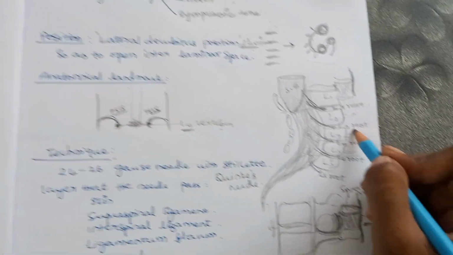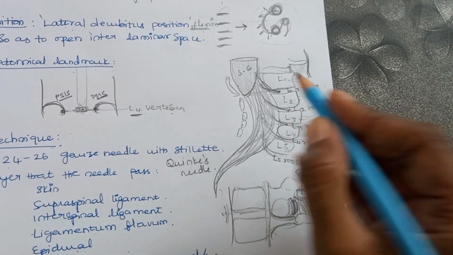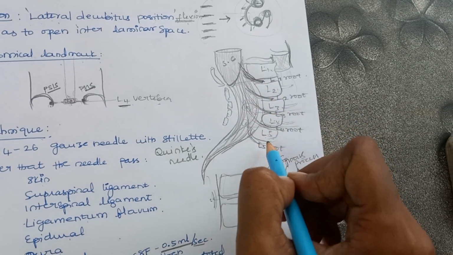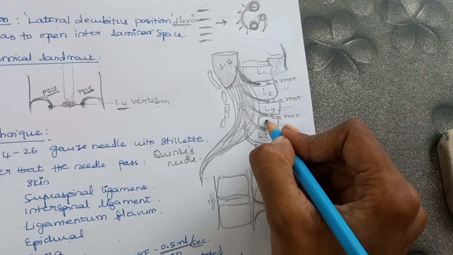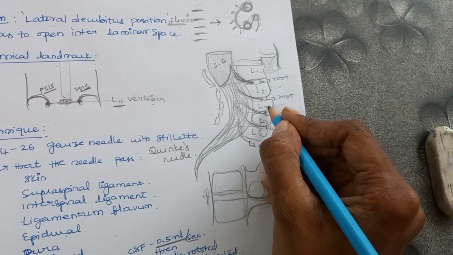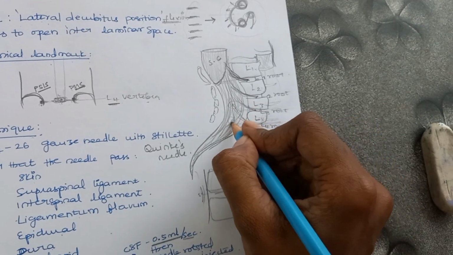So look at this diagram. See, L1, L2, L3, L4, L5 vertebra. This is the nerve root, so this is L1 nerve root, L2, L3, L4, L5 nerve root. We have to inject the needle either between L3 and L4, or between L4 and L5.